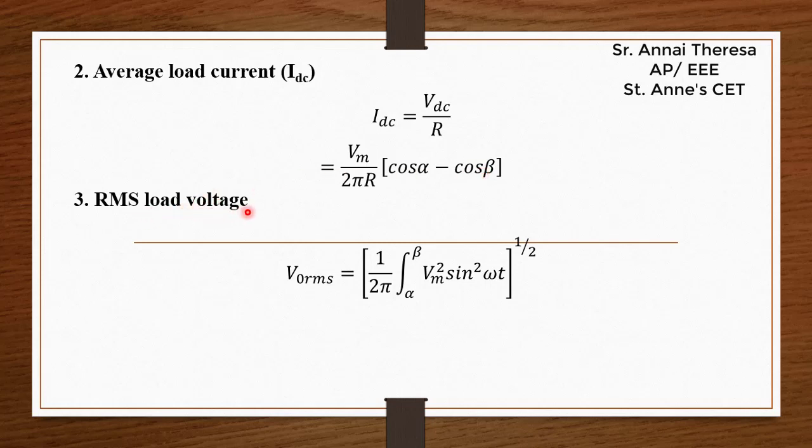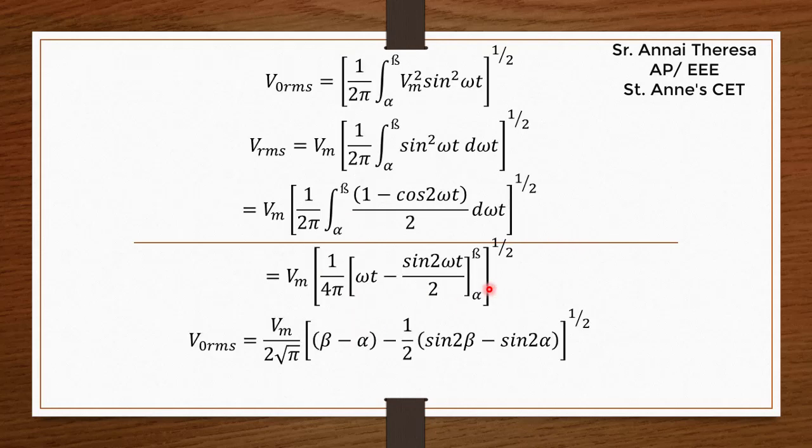Next one is RMS voltage, RMS load voltage. So V naught RMS equal to, so we can write in this way, otherwise we can put root also. So within root also we can write this term. V naught RMS equal to 1 by 2 pi, alpha to beta, Vm square sin square omega t, whole power 1 by 2. This is put instead of root. So if you take this Vm square out of the root, you will get Vm. So Vm into 1 by 2 pi, alpha to beta, sin square omega t d omega t. So here also there will be a term d omega t, I didn't write it here, whole power 1 by 2.